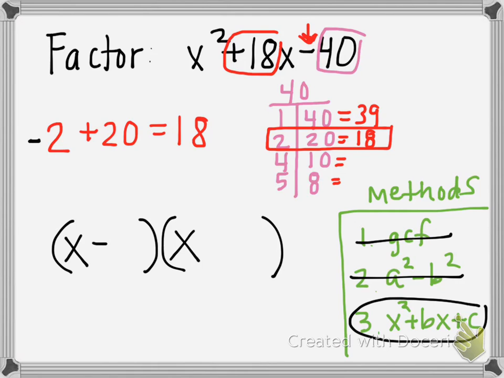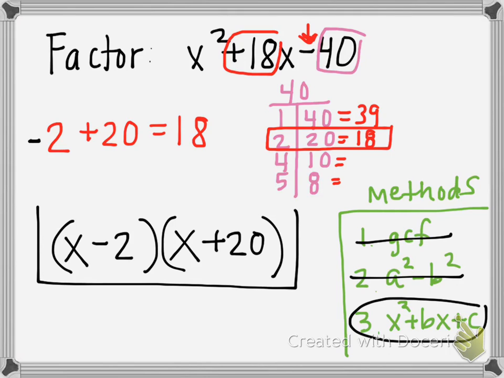So my two factors then are x minus 2, x plus 20. And you can always check your answer by either using the box method or distributing twice.